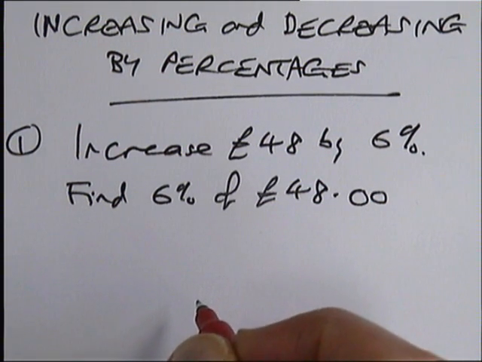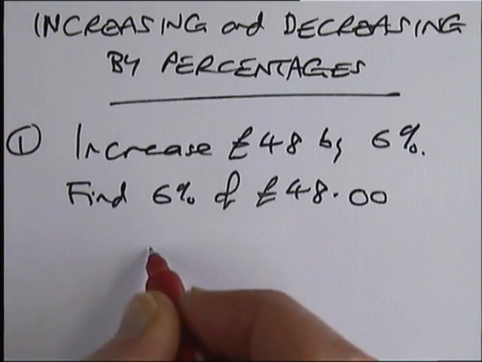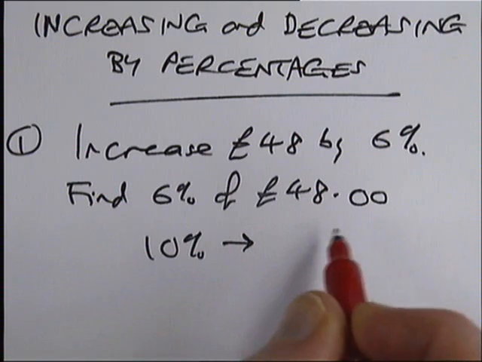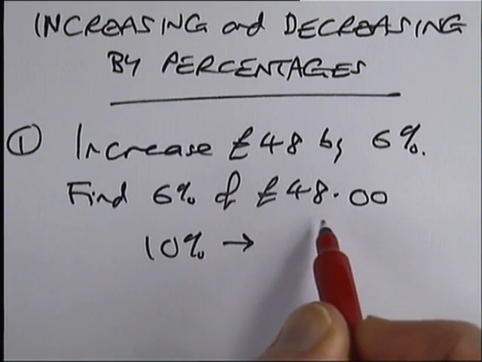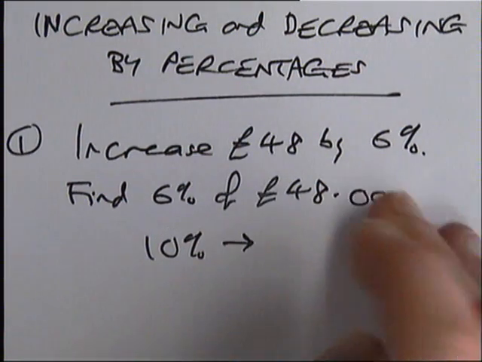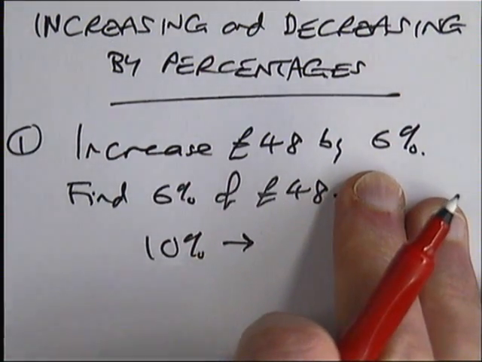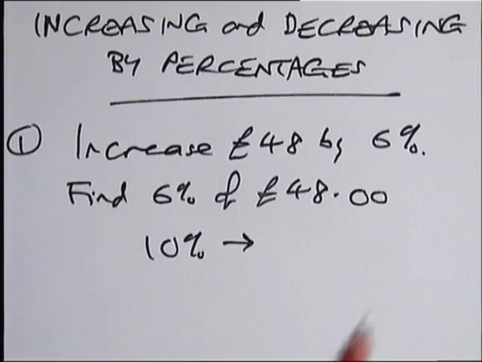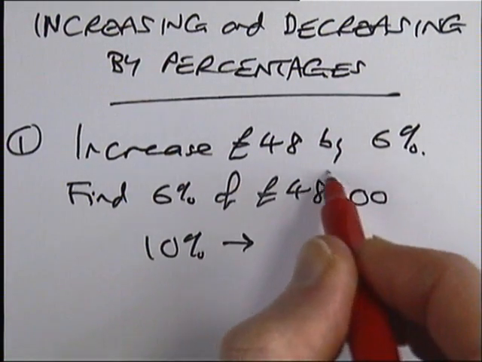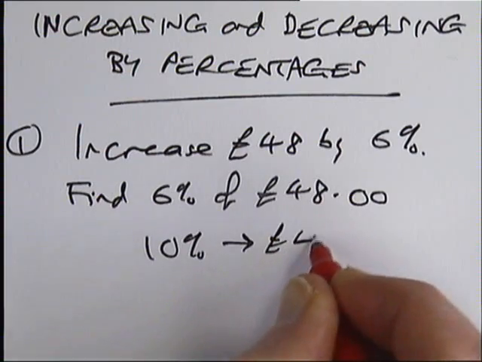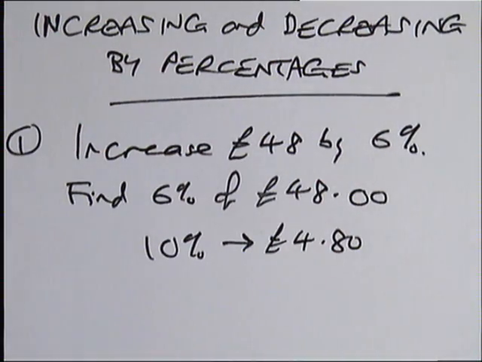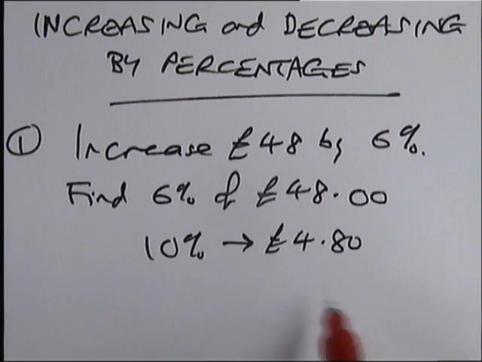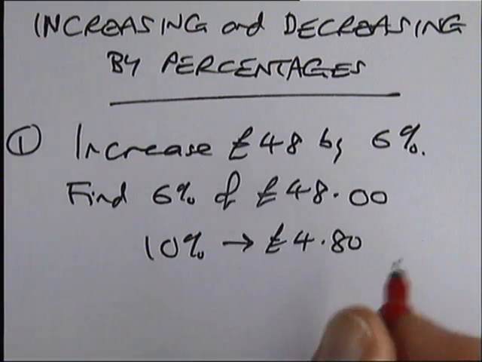Well, rather than find 6% straight off, there are some easier things to do. You can find 10% very easily. 10% is, if it's a whole number, knocking a naught off. This one isn't a number with a naught on the end, so we can't do that, but we can move the decimal point. If we shift the decimal point to here and make that £4.80, that's what 10% of £48 is. So you just move the decimal point once to make the number smaller. So 10% is going to be £4.80.